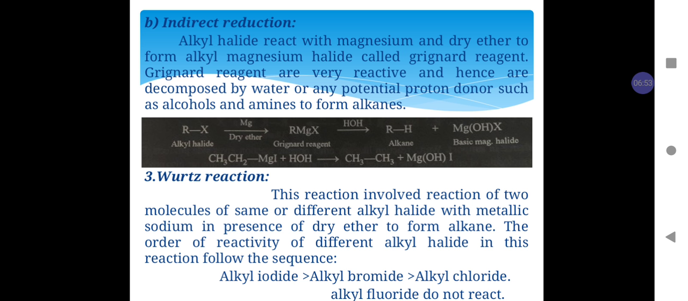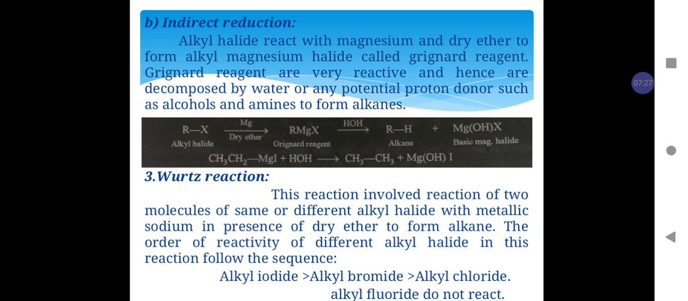Next reduction type of alkyl halide is indirect reduction. In indirect reduction of alkyl halide to form alkane, alkyl halide react with magnesium and dry ether to form alkyl magnesium halide called Grignard reagent. The Grignard reagent is very reactive and hence decomposed by water or any other potential proton donor such as alcohols and amines to form alkane.